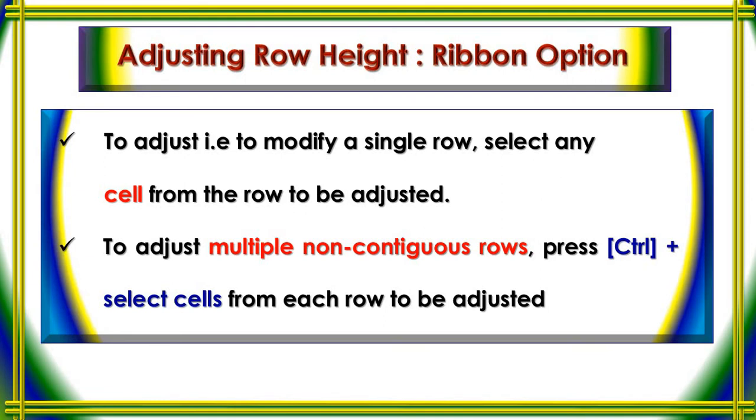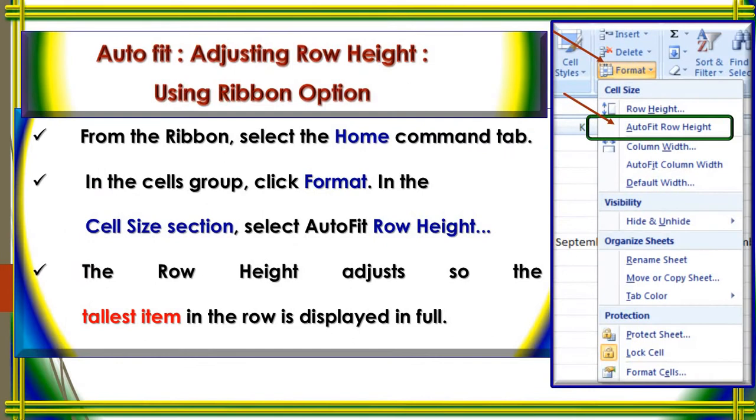To adjust, that is to modify a single row, select any cell from the row to be adjusted. To adjust multiple non-contiguous rows, press Ctrl and select cells from each row to be adjusted. From the ribbon, select the Home command tab. In the Cells group, click Format. In the Cell Size section, select Auto Fit Row Height. The row height adjusts so the tallest item in the row is displayed in full.